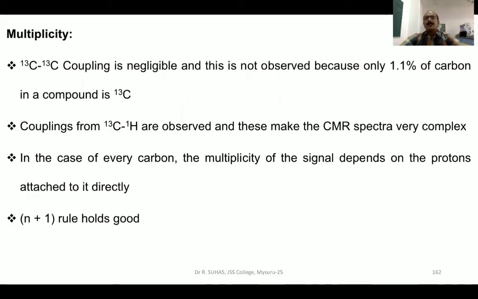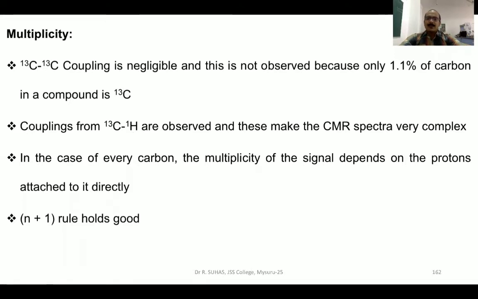Coming to multiplicity, whenever two protons couple, they give different kinds of multiplicities. That means the n+1 rule holds good for proton NMR. We will see what happens in the case of C13 NMR. We know that C13 coupling is negligible or absent in a molecule because only 1.1% of the carbon in a molecule is C13. Because of this we won't see C13 coupling, whereas we can see the coupling between C13 and 1H, since an organic compound has both carbon and hydrogen.